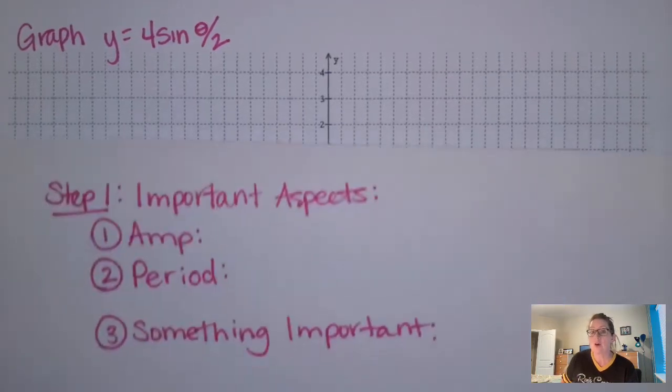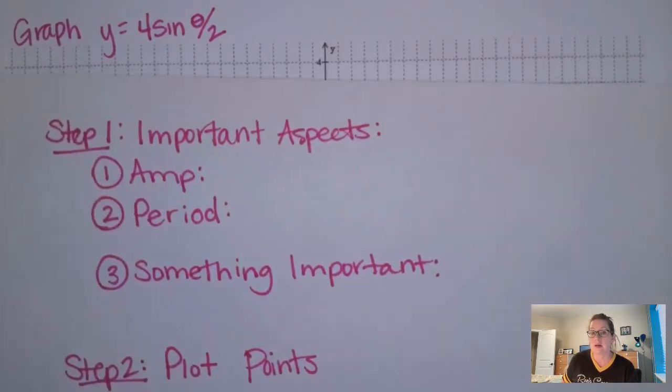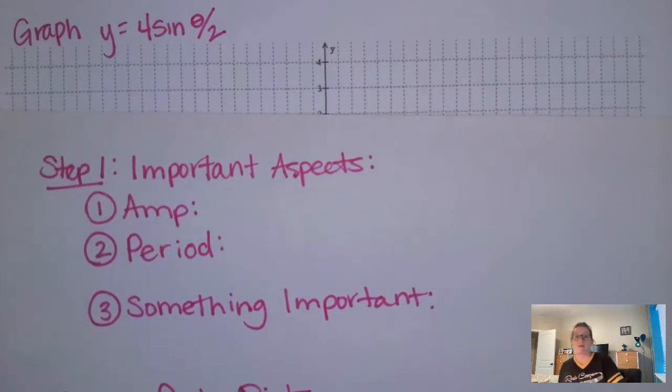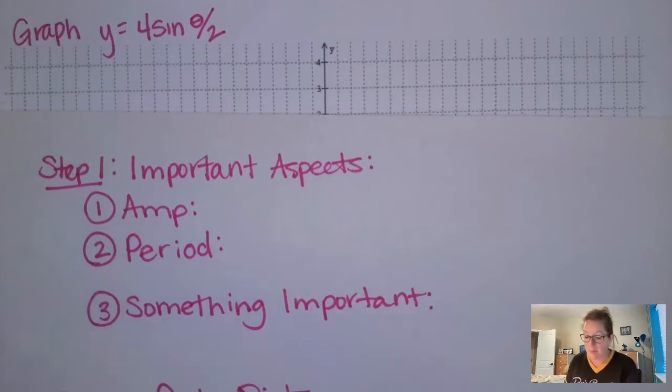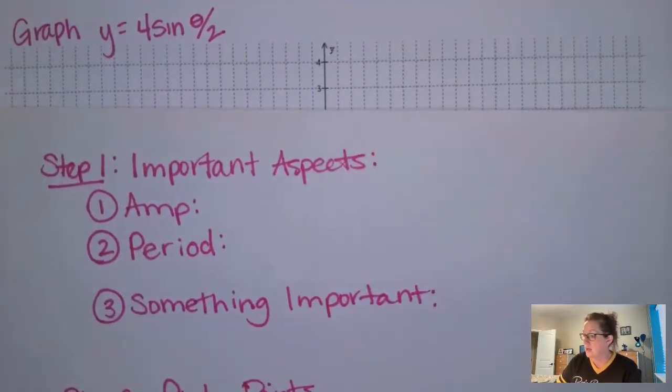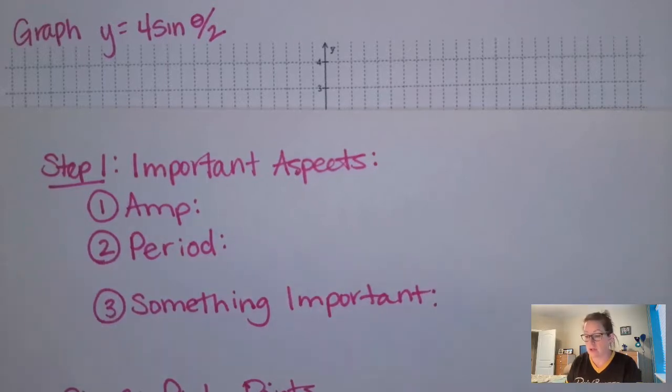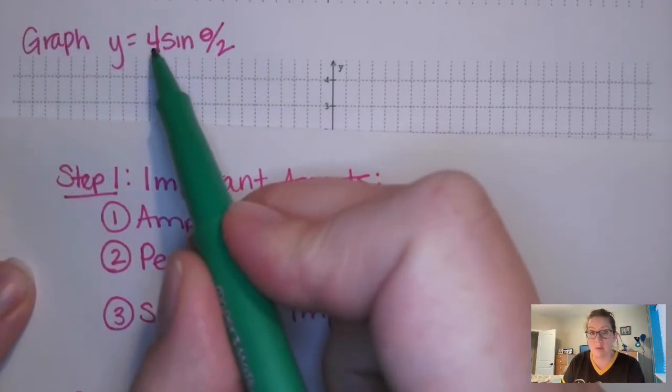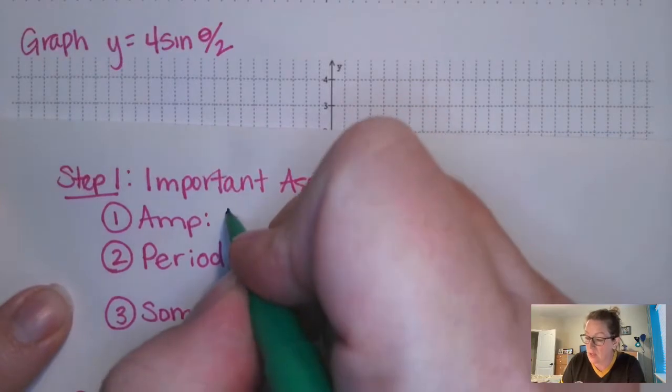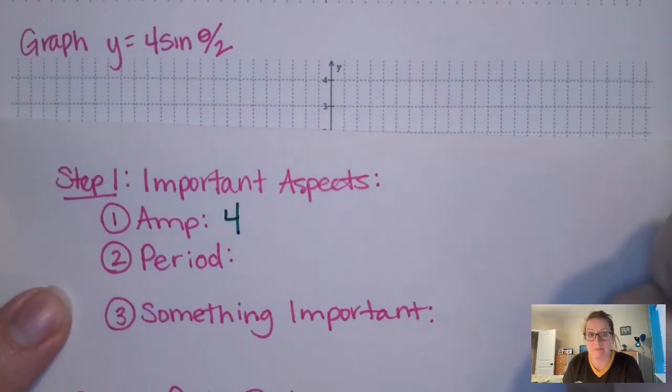Okay, so we want to start by doing the aspects that were in the notes. Step 1, it said we need to find all these important pieces of this graph. Part 1 was finding the amplitude. The amplitude is the number in front of the trig function as long as there are no pluses or minuses. So in this case, it's going to be 4.